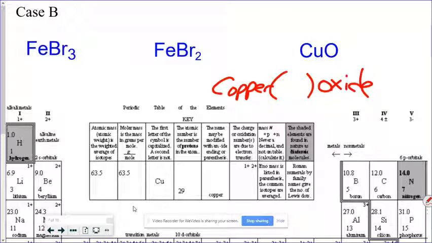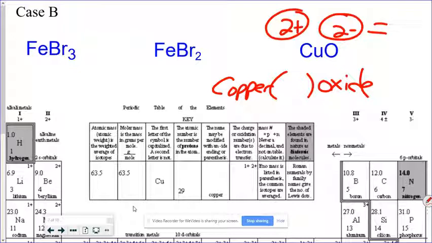Now, some students refuse to do the charges. I don't know why they do that, because to this day, I still do charges. So oxide's got a 2 negative charge. So the copper's got to be equal to a 2 positive charge for this and this to add up to 0. There's only one copper there, so all of this 2 positive charge goes into this copper. So this is copper 2 oxide.